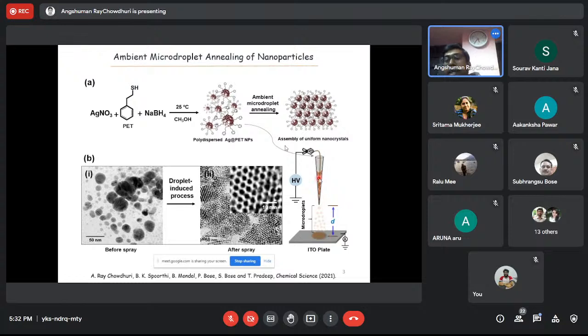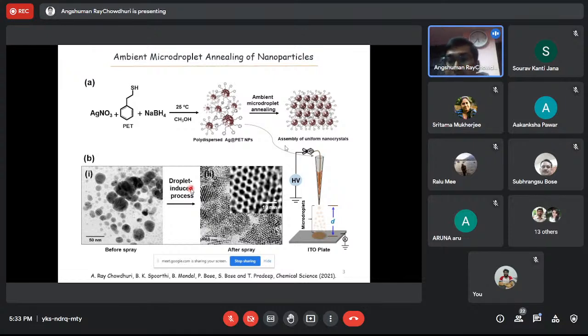The substrate is negatively charged, and these droplets are positively charged. When deposited, as I told you, they get electrons and are reduced. So what is happening here? These charged micro droplets are transforming the polydispersed nanoparticles into a uniform assembly of monodispersed nanoparticles, as you are seeing here. This droplet induced process happens within a fraction of a second. That is the beauty of this type of synthesis. It happens within a microsecond time scale.